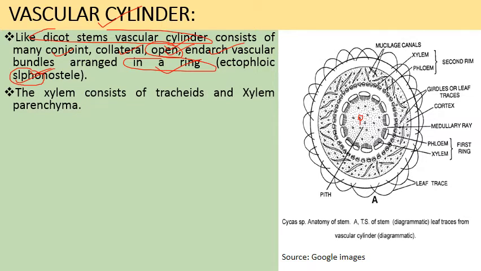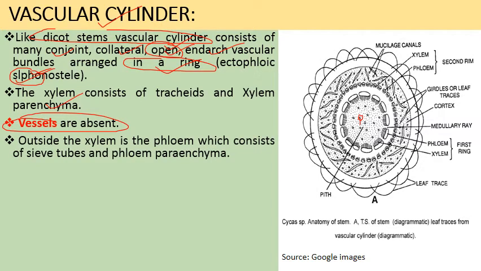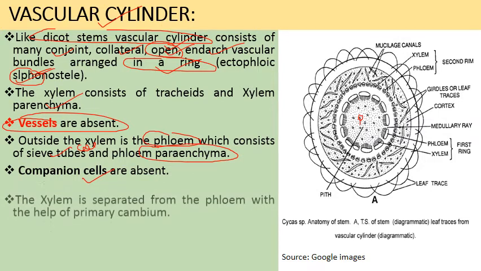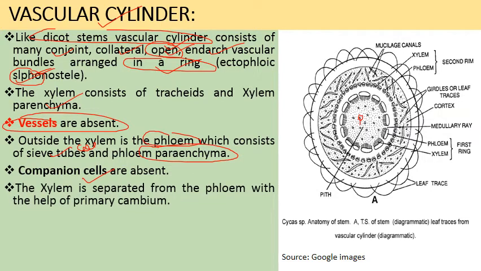Then xylem consists of tracheids and xylem parenchyma. Vessels are absent in it. So vessels are absent in the case of cycas stem. Outside the xylem there is a phloem, and it consists of sieve tube cells and phloem parenchyma. Here companion cells are absent. So in the case of phloem, companion cells are absent. In the case of xylem, vessels are absent. The xylem is separated from phloem with the help of primary cambium. So that's why this vascular bundle is known as open type of vascular bundle.